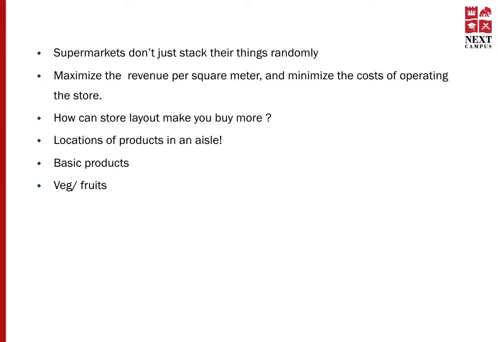Let us consider supermarkets. Supermarkets don't just stack their things randomly. They ensure that the revenue per square meter is maximized and the cost of operating the store is minimized. How can store layout make you buy more? So, what are the products that are stored in an aisle? They are basic products, vegetables and fruits, items that are fast moving and easily accessible to the consumer.